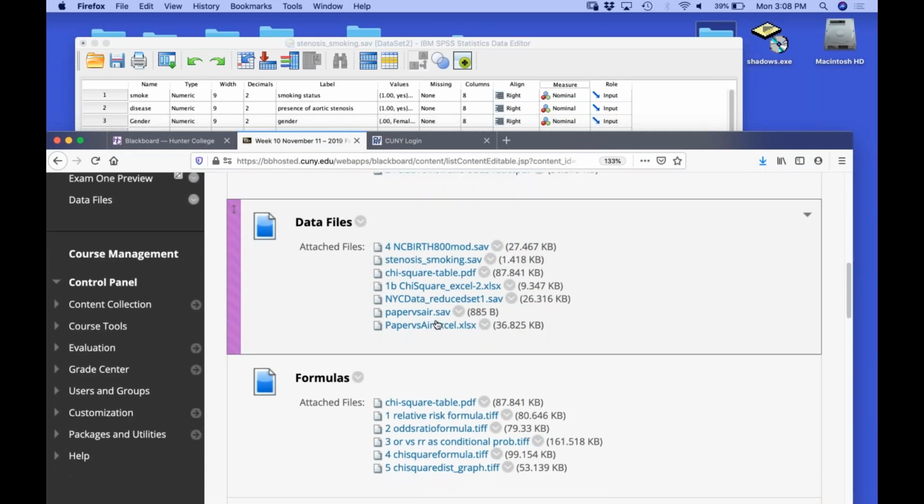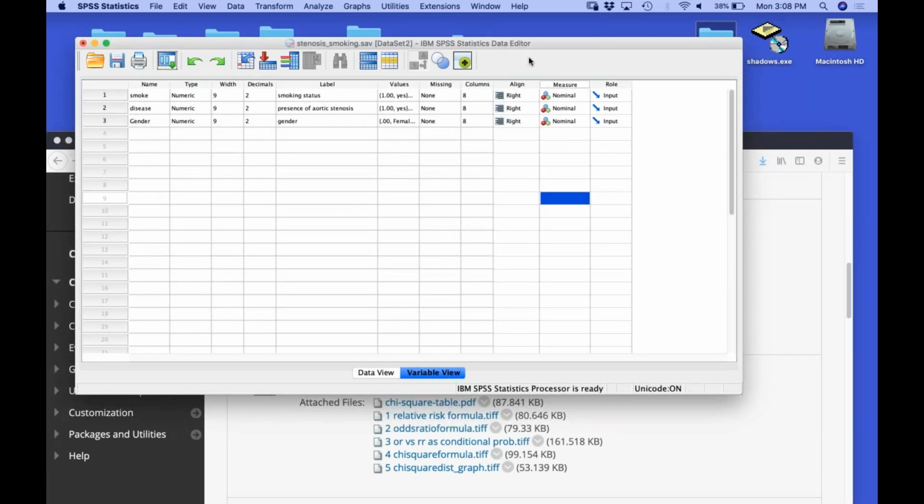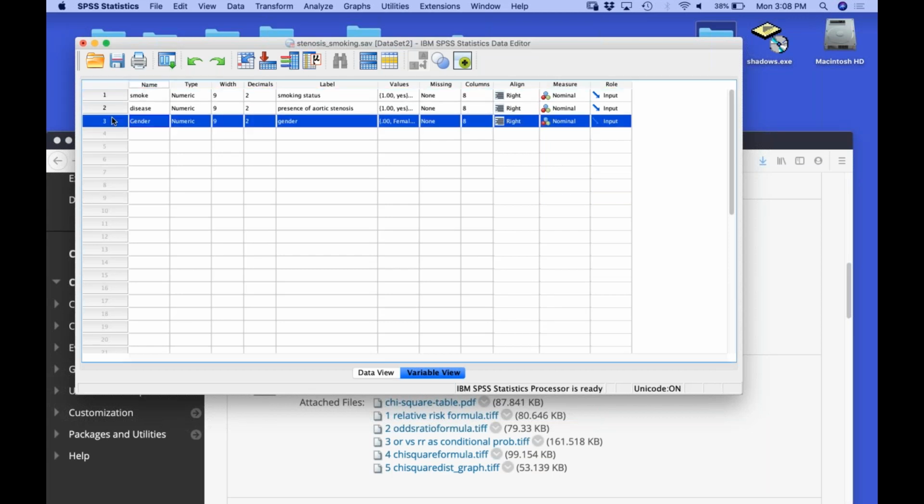And go to data files. You can right click on stenosis and smoking, download it, save it to your desktop over here, and then open it up in SPSS. Either double click on the file on your desktop or start SPSS and navigate to the desktop, whichever is easier for you. So download that file and repeat this analysis, except this time do it for smoking instead of gender.